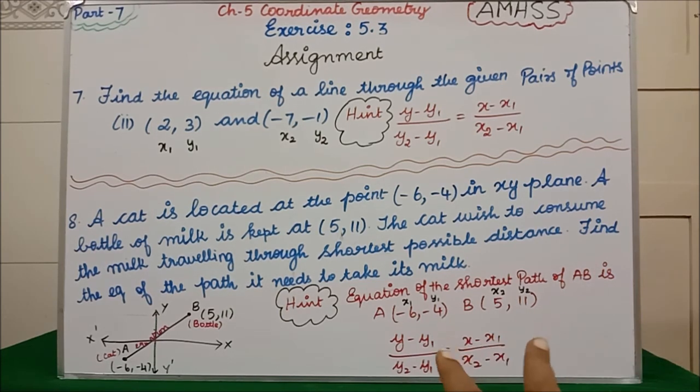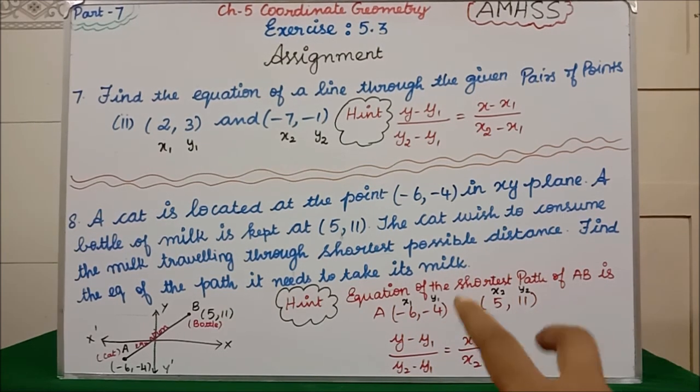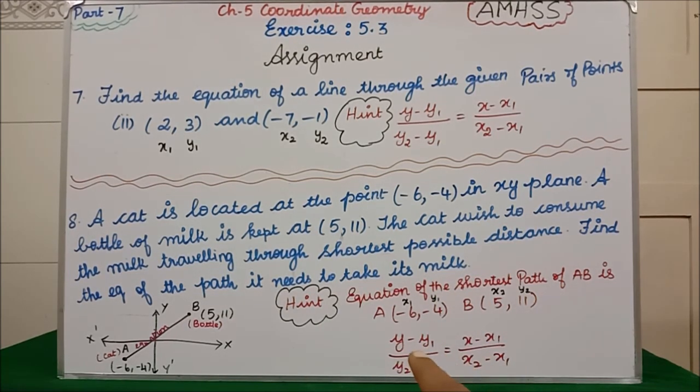For that, what are the 2 points they have given? One A point is minus 6, minus 4. B point is 5, 11. Clear? Now, if 2 point formula and you have to frame the equation means what formula we will apply? Y minus y1 divided by y2 minus y1 equal to x minus x1 divided by x2 minus x1. Clear? This equation, if you substitute this value, you know what is x1, y1, x2, y2. You just substitute and do cross multiplication. At last you will get the equation. That is your answer. Clear?